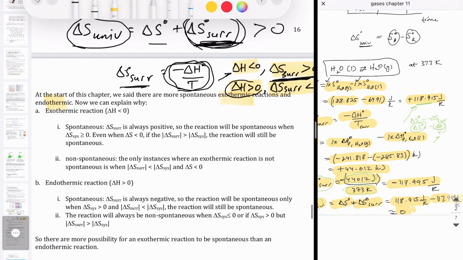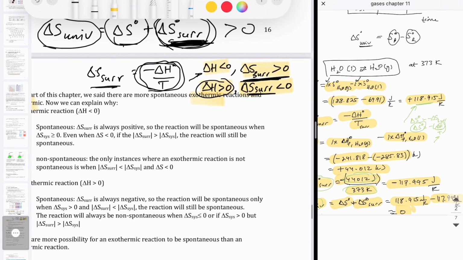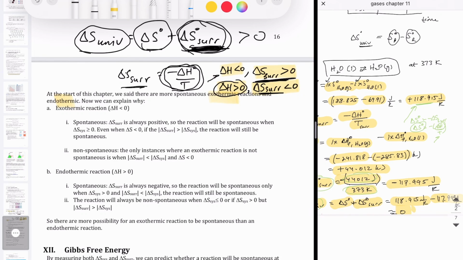Whereas if you have an endothermic reaction, delta H is positive, your delta S of surrounding is going to be negative. So one of these numbers is already negative, which is unfavorable for spontaneity. So therefore, the delta S of the system now has to overcome the value of delta S of surrounding in order for the two numbers to be positive. And so that's really the reason why when we look at all reactions, exothermic reactions are more likely to be spontaneous than endothermic reactions.